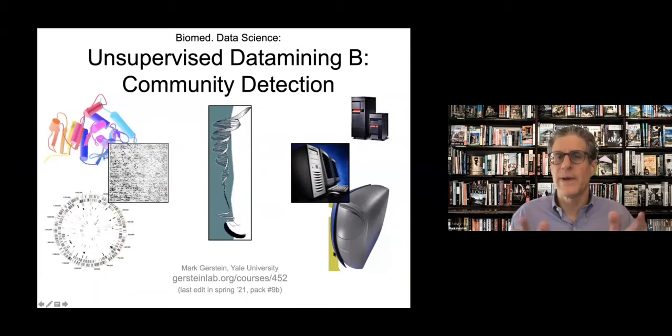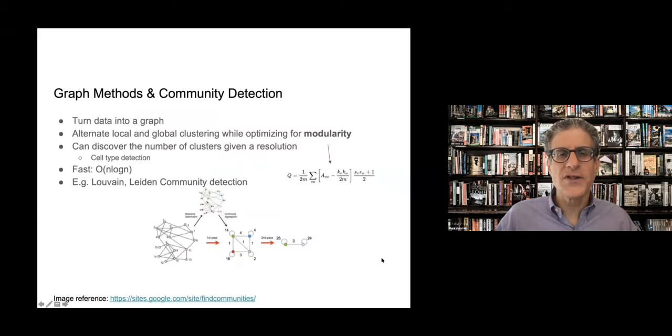Okay, so now I'm going to talk to you about the second bit of unsupervised data mining. This is what I call community detection. So first, again, the general method here is you think of your data as turning into a graph. We sort of alluded to this a second ago. You make an affinity matrix and you get a graph from your data. And then once you have a graph, what people often want to do is find a kind of connected group of things in the graph.